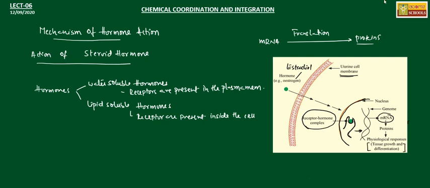Here the physiological response in the case of estradiol is tissue growth and differentiation, right? This tissue growth and differentiation is of the endometrium. So these estrogens bring about different physiological changes in tissue growth and differentiation of the endometrium. This is how the action of steroid hormones takes place. With this, we complete the synopsis. In the next session, we will start discussing objective questions on this chapter.